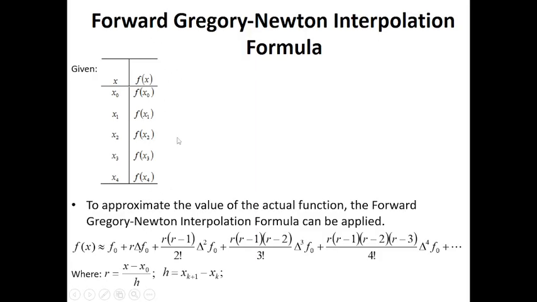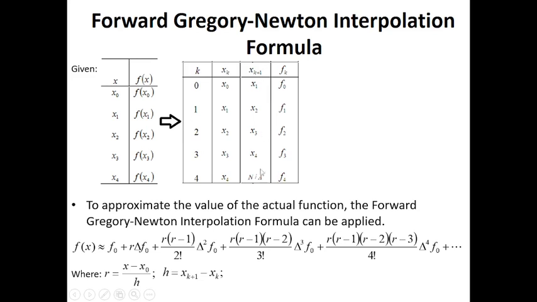So analyzing this table, we reconstruct the table in such a way that we have here k, x sub k, x sub k plus 1, and f sub k. This is the procedure on how to approximate the value of the actual function. Let this be k, and that starts with 0, followed by 1, 2, and so forth. Then we have x sub k. For k equals 0, that is x sub 0. For k equals 1, we have x sub 1, and so forth. Then for k equals 0, that is 0 plus 1, that is x sub 1. For k equals 1, we have 1 plus 1, that is x sub 2, and so forth. Then we have f sub k.